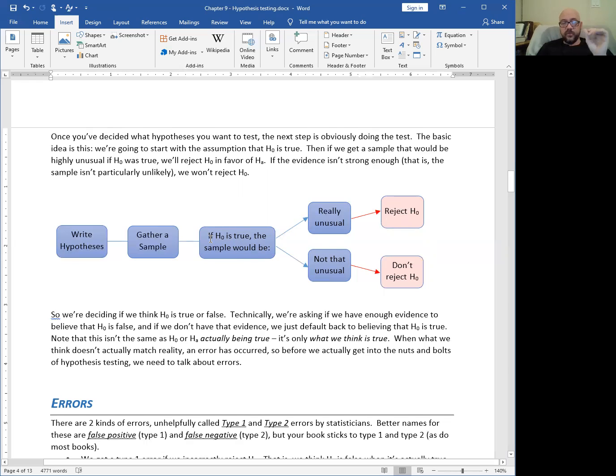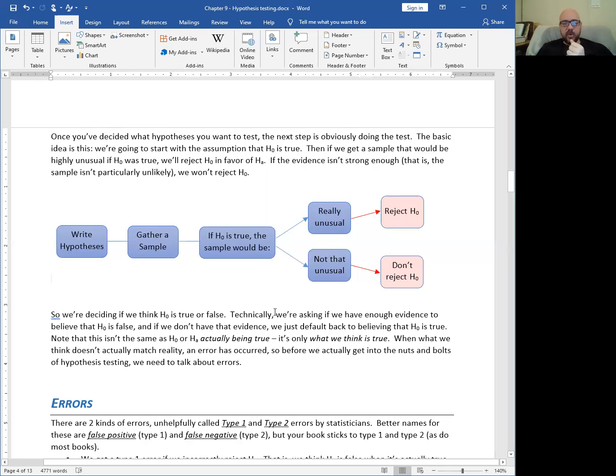Or alternatively, if the null hypothesis is true, then that sample that we got would be not that unusual. Well, then let's not reject the null hypothesis, because remember, that's our default. And absent other information, that's the thing we think is true. So that's where we're at. We're currently just writing hypotheses, and then we're gonna talk about, in a little bit, how to determine what really unusual or not that unusual means. There's a statistic we use called the p-value, and we'll learn how to calculate that.